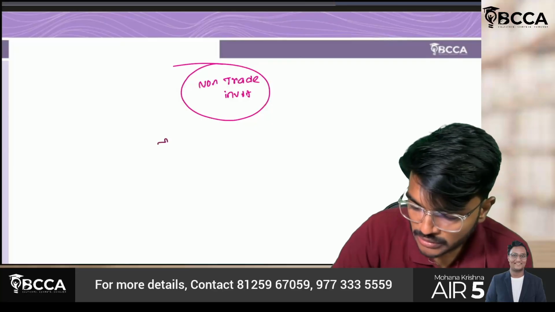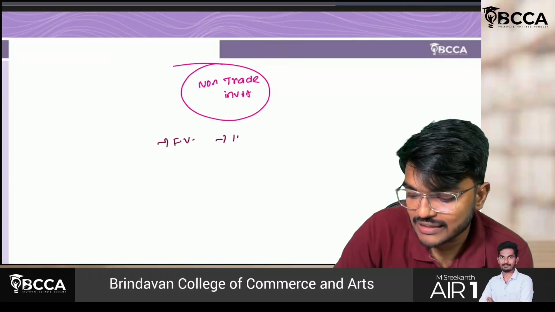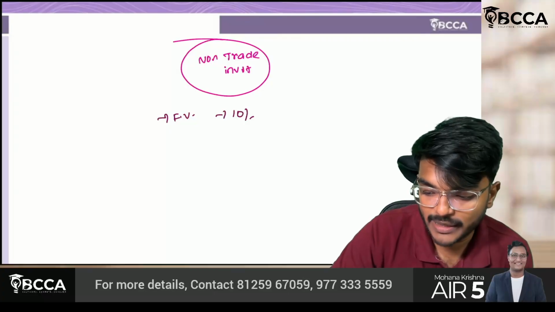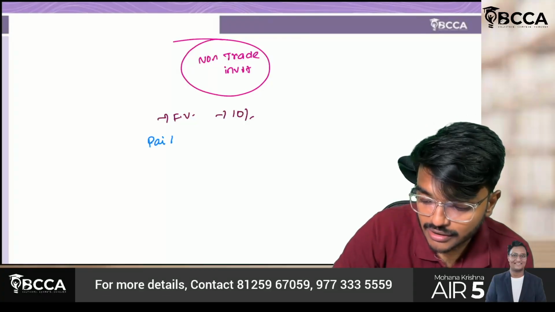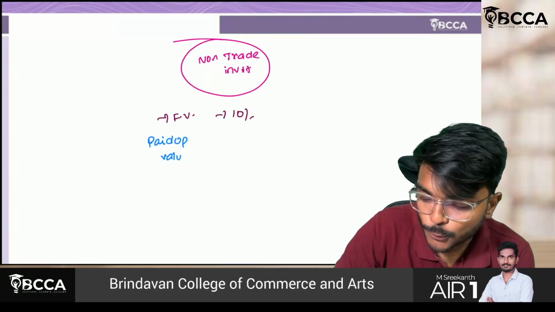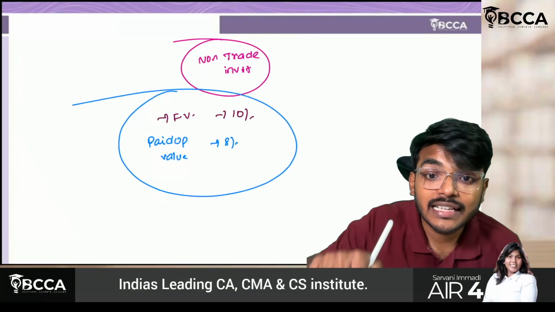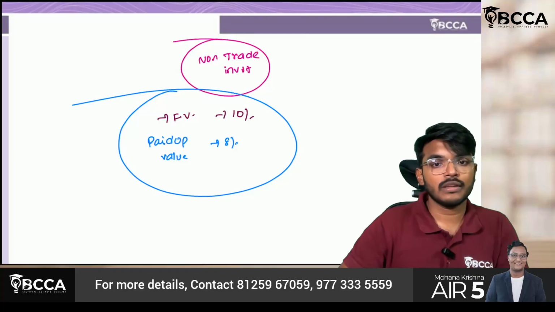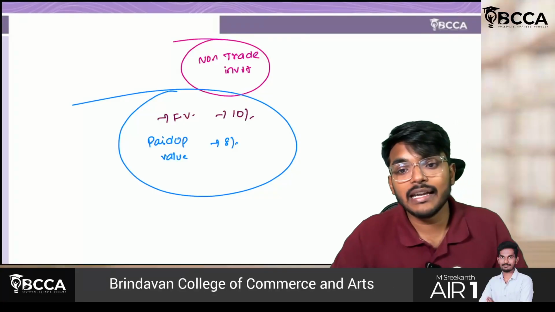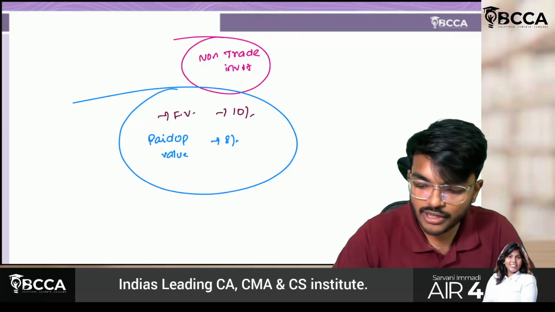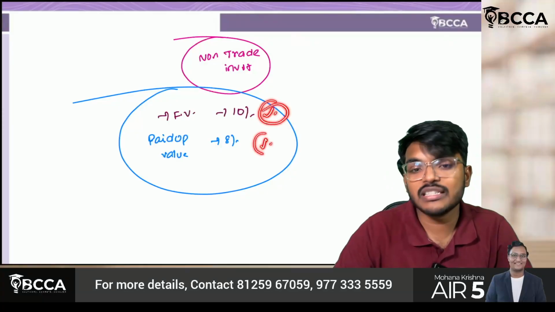Sir, assume the face value of an equity share is 10 rupees. And they are saying, sir, paid up value is only 8 rupees. This is called a partly paid up share. Okay, sir. Partly paid up share is understood. We have understood face value is 10 rupees, paid up value is 8 rupees.